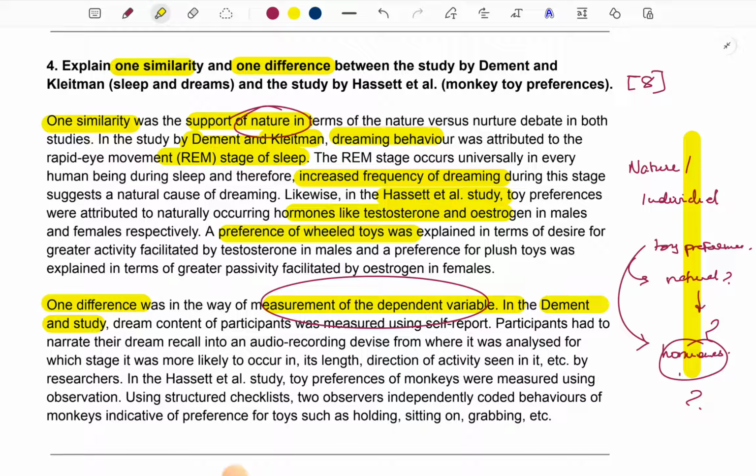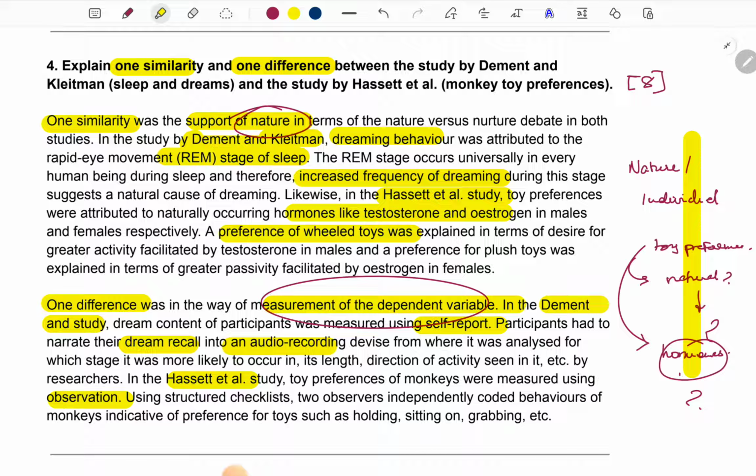It was done in terms of self-report. Participants had to report their dreams, how they had to report on audio recording devices. So that's a difference. Okay, if you want to talk about how they measured sleeping, in that case you could talk about the EEG machine. So that was recorded in terms of amplitude and frequency. But like I said, the main behavior is dreaming, not sleeping. That's why I've taken dreaming is measured in self-report. When it comes to the Hassett study, it was observation.